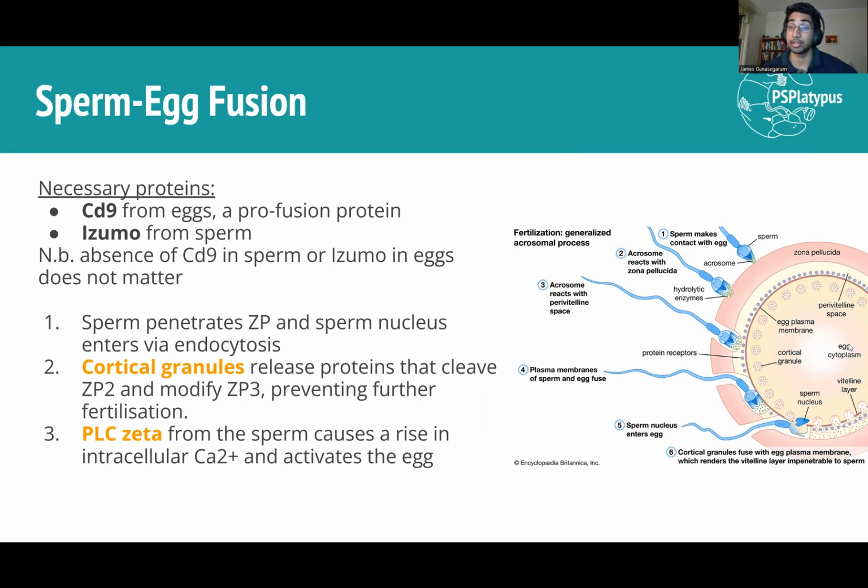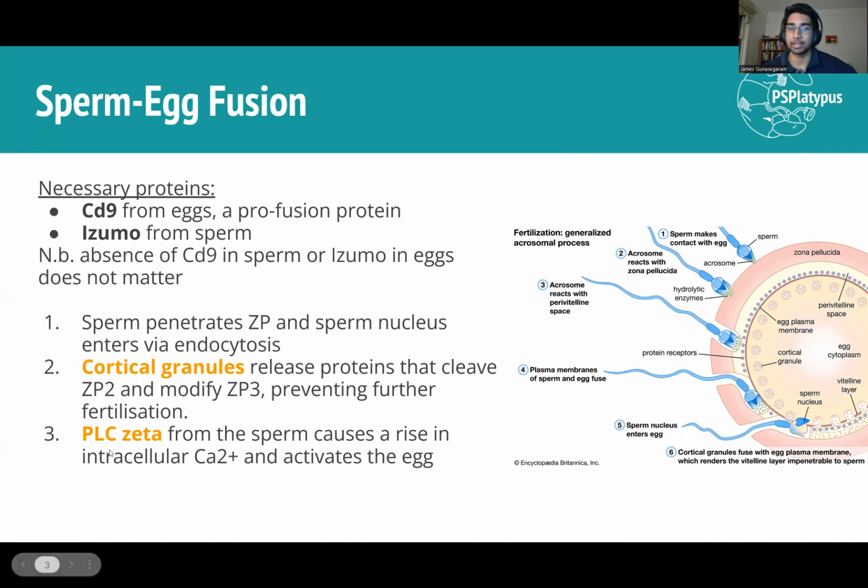It then triggers signaling pathways within the egg, which cause the exocytosis of these things called cortical granules, which you can see hanging out in the cytoplasm there. Ignore the subtitle in the diagram for Monash purposes. What they do is they cleave ZP2 and they modify ZP3, and because both of those proteins are needed for the sperm to actually get its way through the Zona Pellucida, that stops further fertilization from occurring.